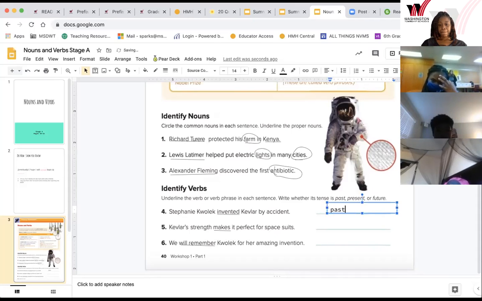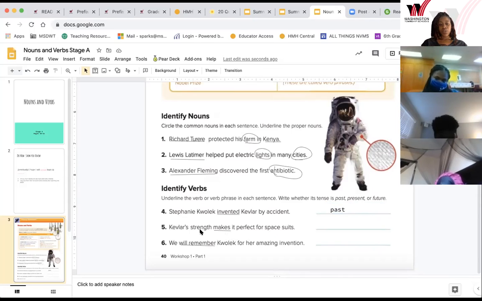Invented. It has an -ed. It's already happened. Yep. That -ed is a clue, it tells us that it's already happened. Good. All right, Manasia, I want you to answer this one. Kevlar strength makes it perfect for spacesuits. Makes is our verb. Is it written in past, present, or future tense?